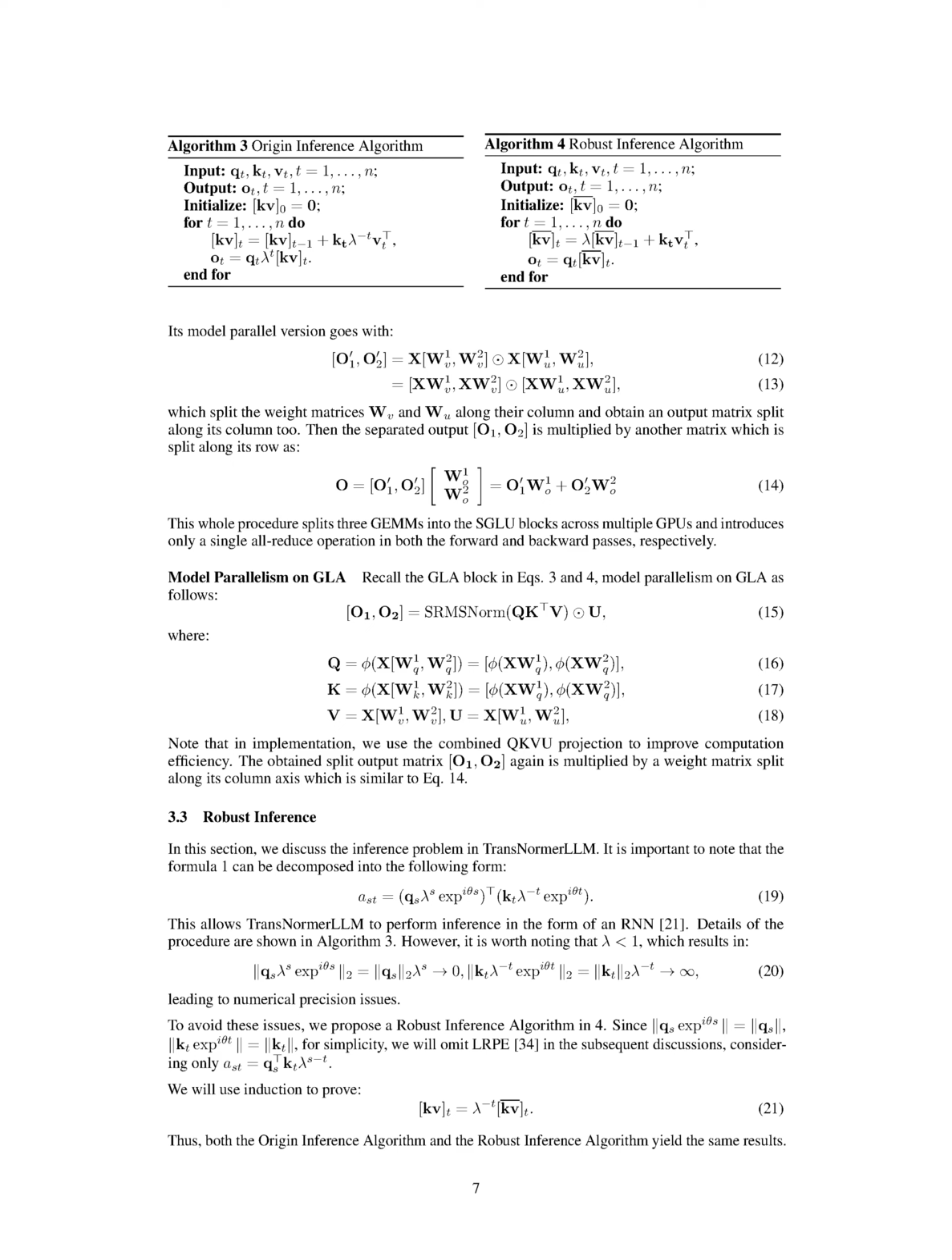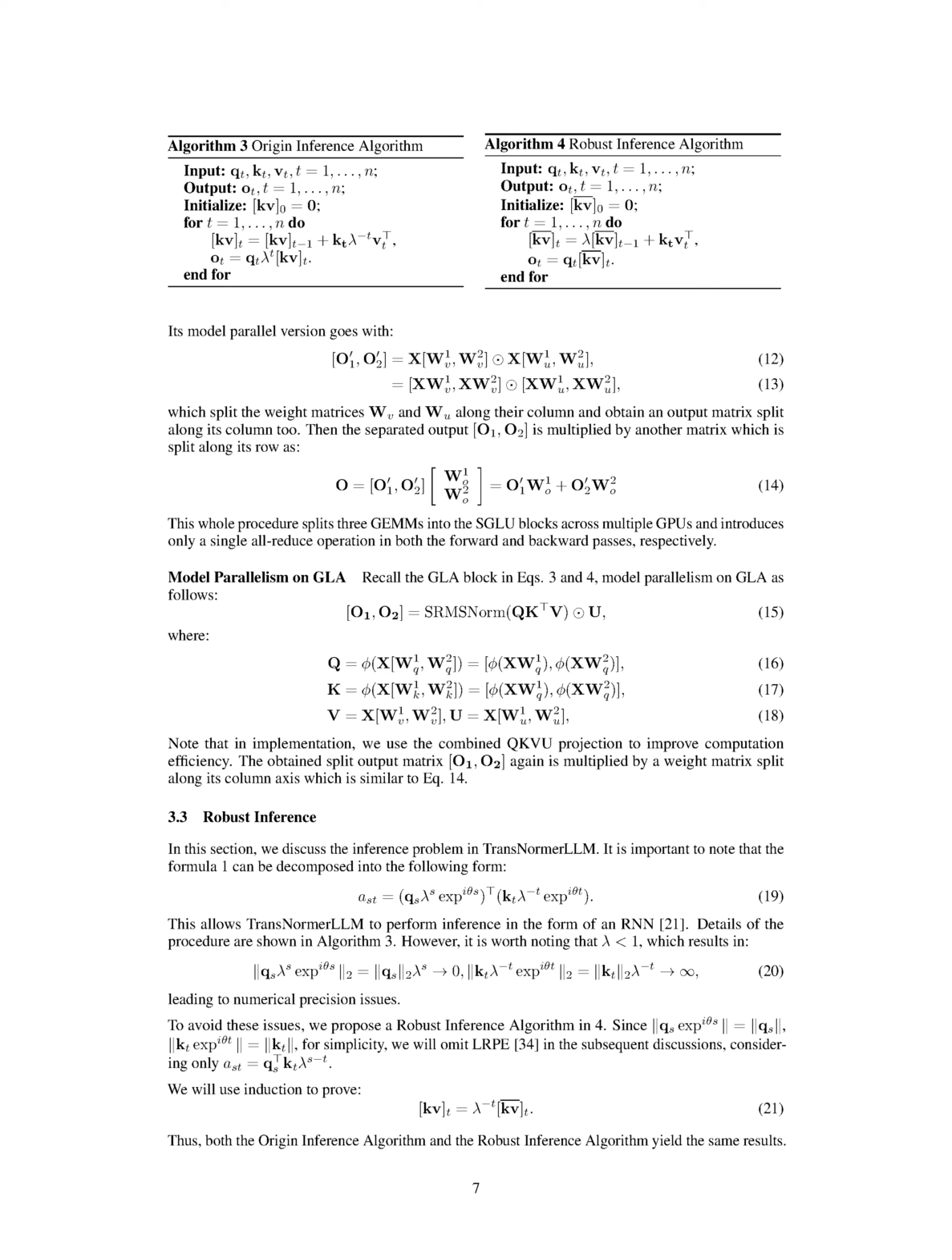In the model parallel version, we split the weight matrices WV and W column-wise and obtain an output matrix that is also split column-wise. This output is then multiplied by another matrix that is split row-wise. This process divides three matrix multiplications into SGLU blocks across multiple GPUs and only requires a single all-reduce operation in both the forward and backward passes.